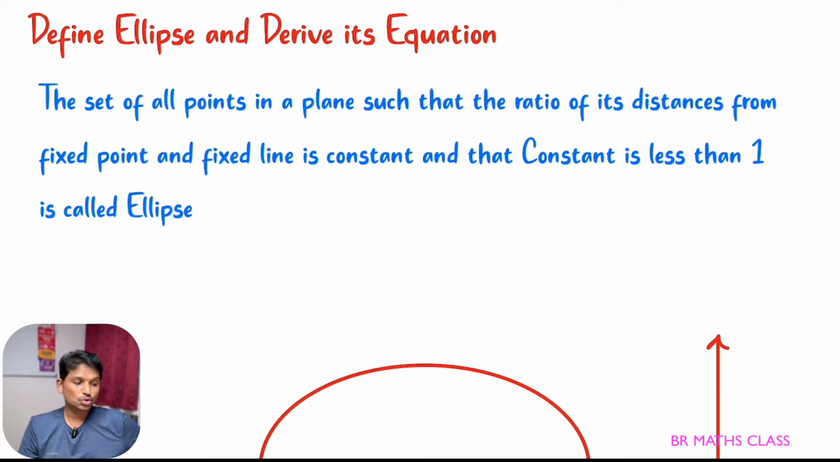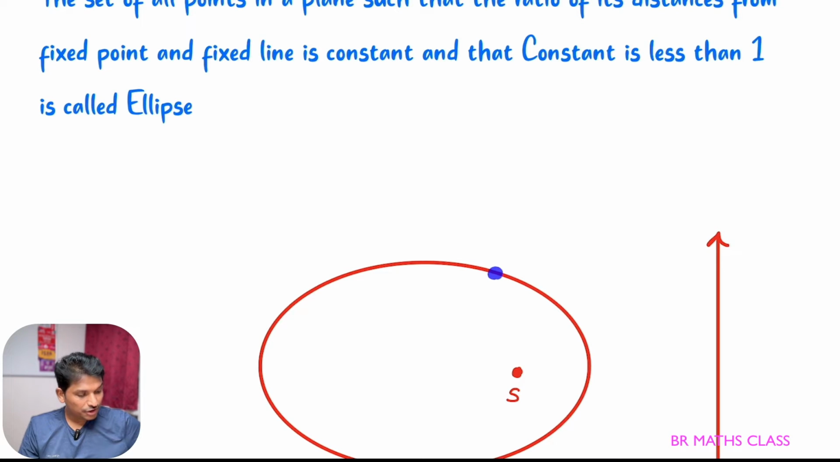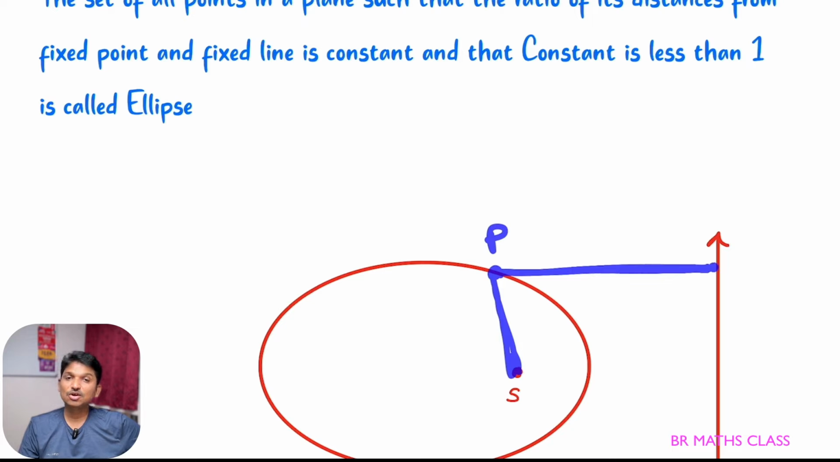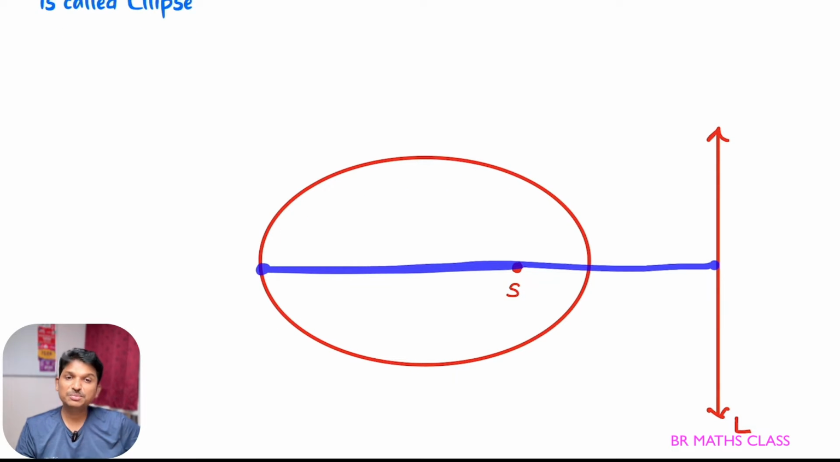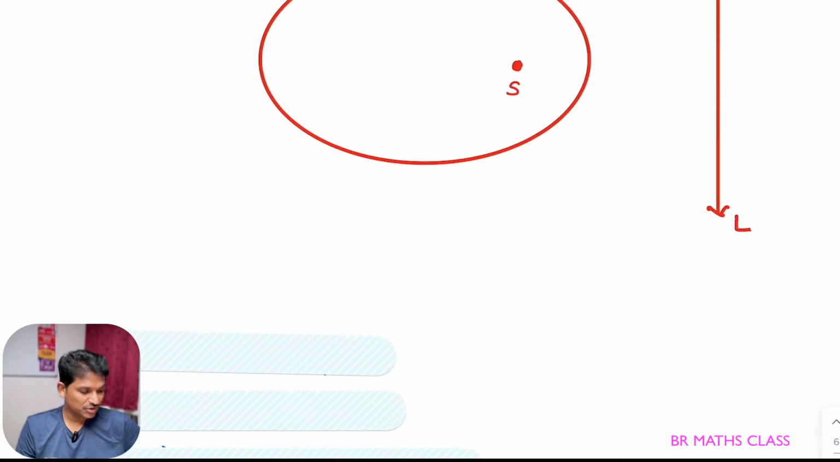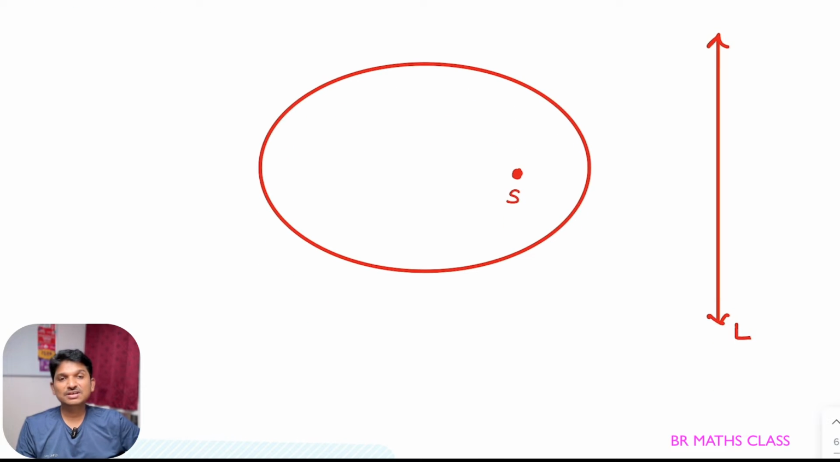What you need to know here is, if you take any point on the ellipse, say P, SP by PM is constant and that constant is less than 1. If you take any point, suppose P here, this is SP and this is PM, SP by PM is constant and that constant is less than 1, and it is called an ellipse. A few things here are very important throughout this chapter. We will learn those things.